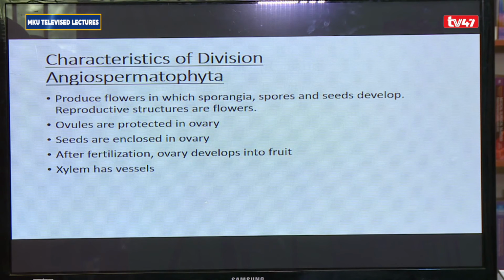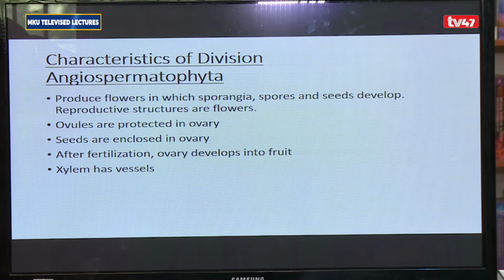And then we go on to the last division in the kingdom Plantae, that is the division Angiospermatophyta. So Angiospermatophyta comprises of seed-bearing, flowering plants. In terms of characteristics, one, they produce flowers, and the flowers are the reproductive structures. That is where you find the male reproductive structures and the female reproductive structures. Male reproductive structures comprise the filament and the anther, within which you find the pollen sacs, and pollen grains are formed there.